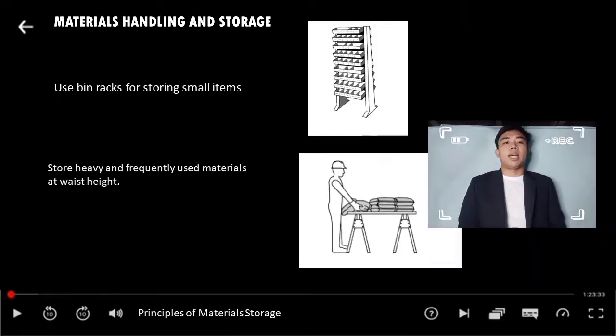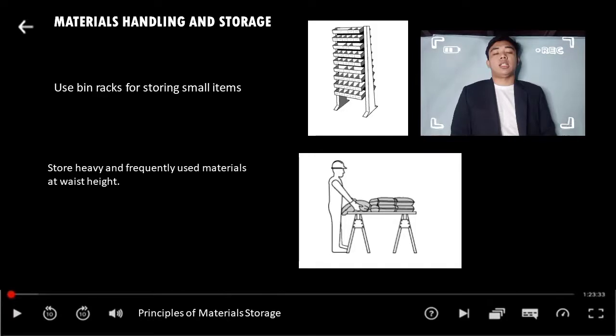the workplace. In storing materials inside the storage house, you can use bin racks for storing small items to make it more presentable and more organized. Store heavy and frequently used materials at waist height. So this talks about safety to avoid accidents.